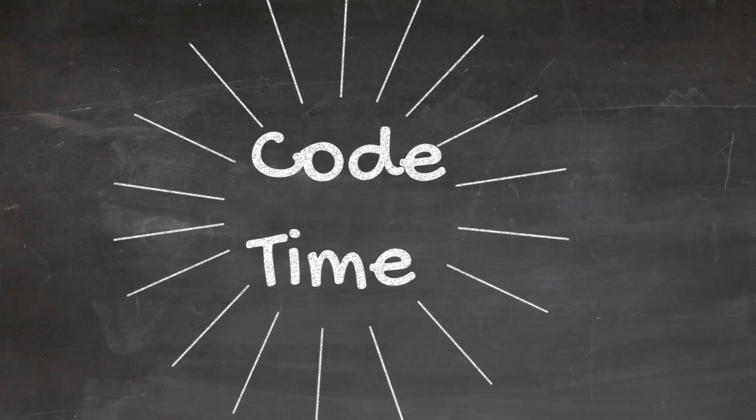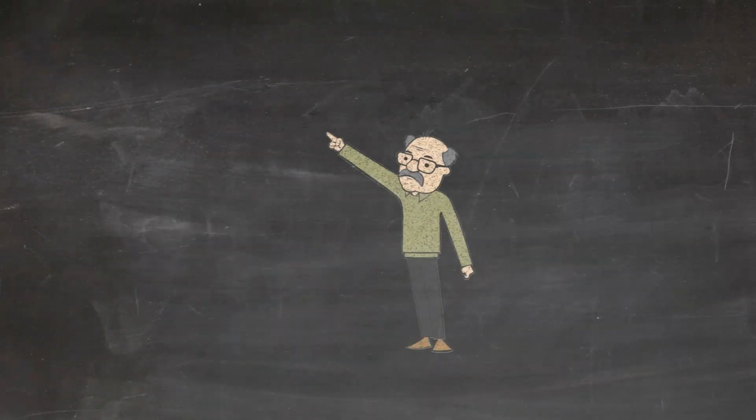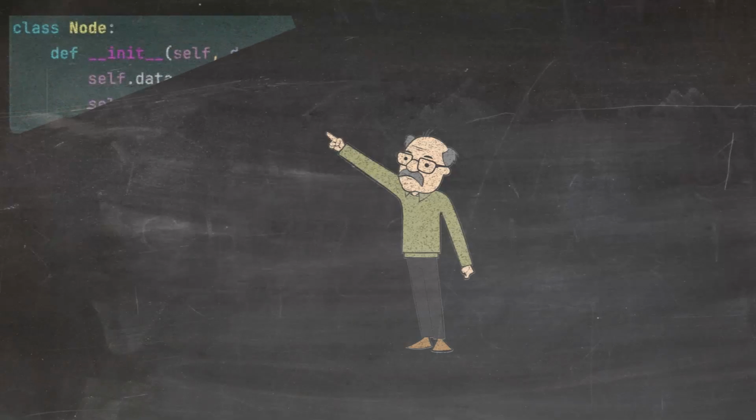Okay, let's play with some code. I'm going to walk you through some simple Python code that implements a linked list. The first thing we need to do is define the node that is going to be a part of the linked list. In Python, this is fairly straightforward. We set a class that has a data element and a next element.